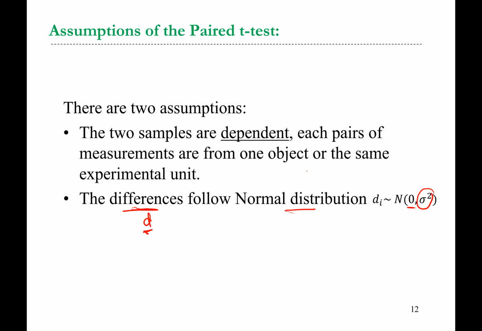So I need to double check the normality assumption for the D. How do I check the normality for D? Look at the histogram, but the histogram doesn't work because I have only 10 values. Look at the box plot. I know the box plot is better than the histogram. Look at the QQ plot. The QQ plot is much better than those. And I can do the Shapiro test. So let's look at all of them.